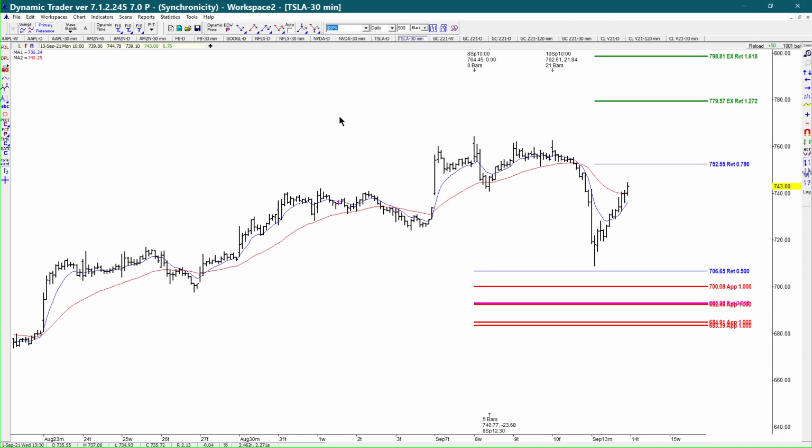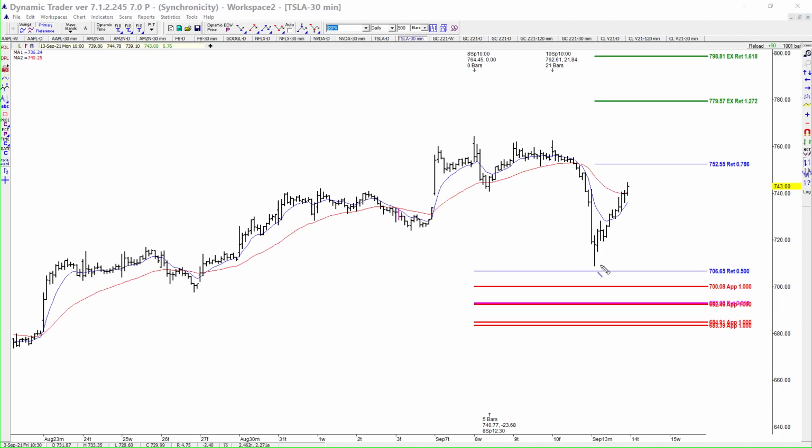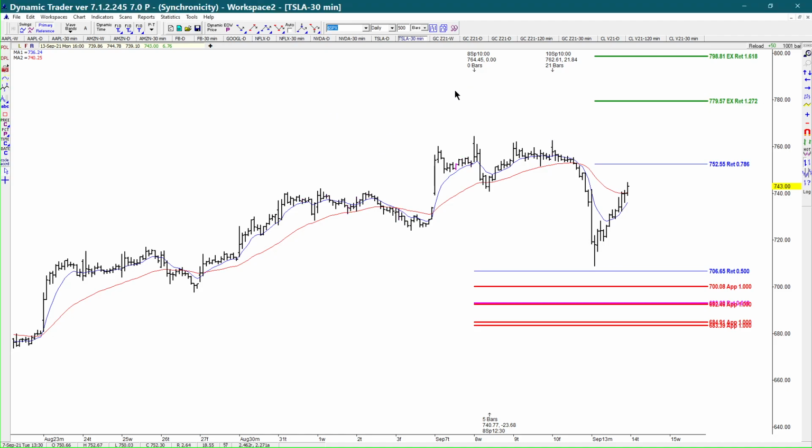And yeah, not really much. We really only got close to a 50% retracement on the 30-minute chart. I don't really consider this any sort of setup at this point. We'll have to be patient for one.